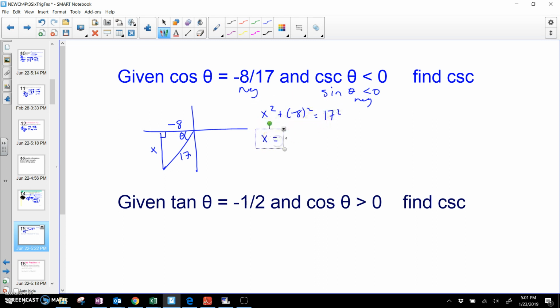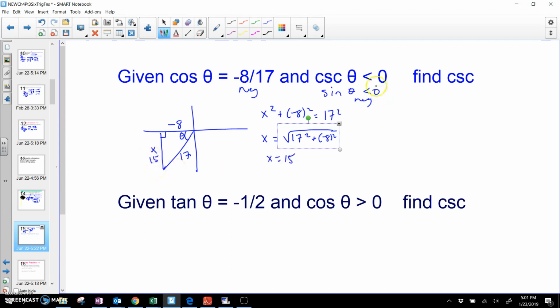So x is going to equal the square root of 17 squared plus -8 squared. When I type that in, I actually got that to be 15. Okay, so x is 15, so I label that.